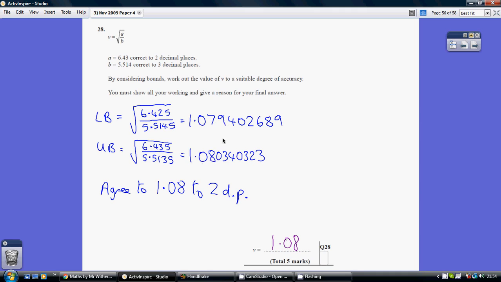So they do not agree to 3 decimal places. So you can't round that far. So the furthest you can round is to 2 decimal places, which was 1.08.